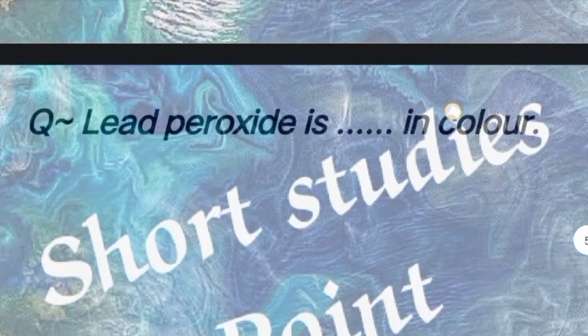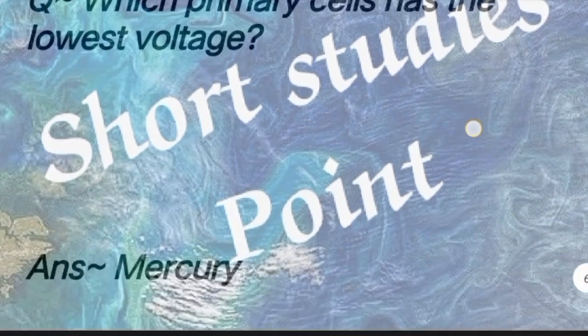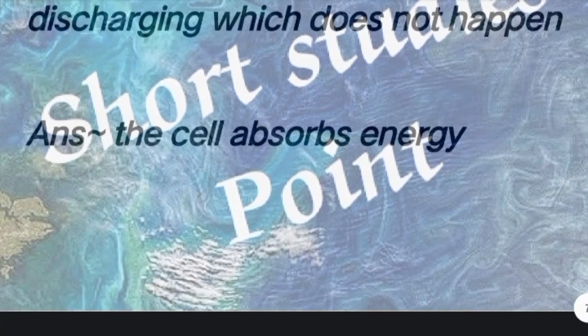Next question: lead peroxide is dash in color, answer dark brown. Next question: which primary cell has the lowest voltage, answer mercury. Next question: it is noticed that during discharging which does not happen, answer the cell absorbed energy.